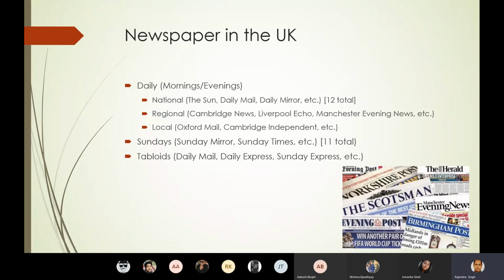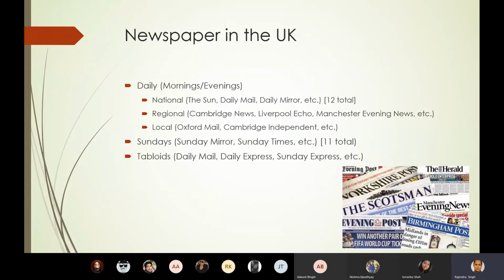The second tier newspapers are published regionally, typically within a city. If that newspaper happens to be popular, you may be able to find them outside the city as well. So think of regional newspapers as published within a city. Examples of regional newspapers would be Cambridge News, Manchester Evening News, Liverpool Echo, etc. There are many cities in the UK, so you'll be able to find many regional newspapers.